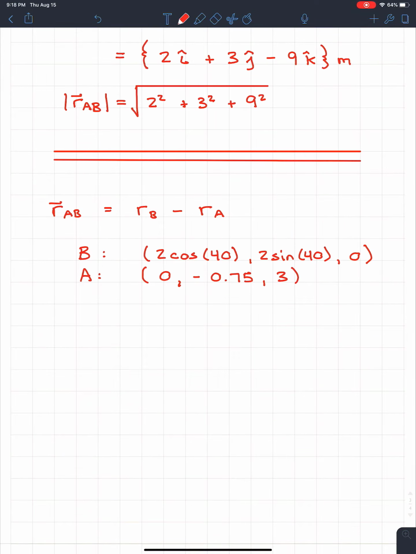Perfect. So now we can find position vector RAB, and I'm going to do each component by itself. Remember, we're going to take the coordinates of B and subtract the coordinates of A.